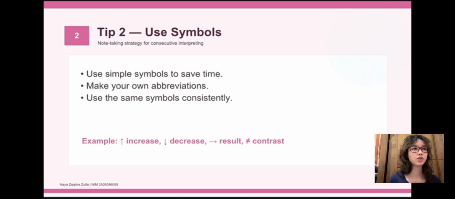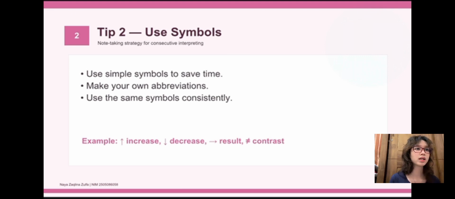The second tip is use symbols. Symbols are very useful because they help us write faster. In interpreting, time is limited, so using symbols can save time. For example, we can use an up arrow to mean increase and a down arrow to mean decrease and an arrow to show result or cause and effect. We can also use symbols like plus for addition, minus for reduction, and not equal for contrast.